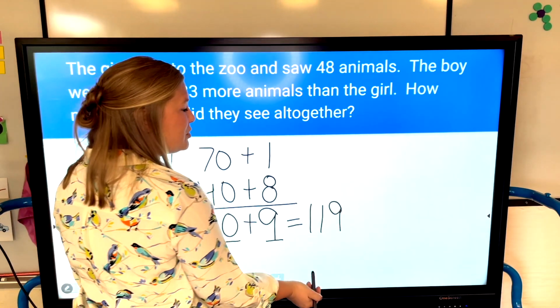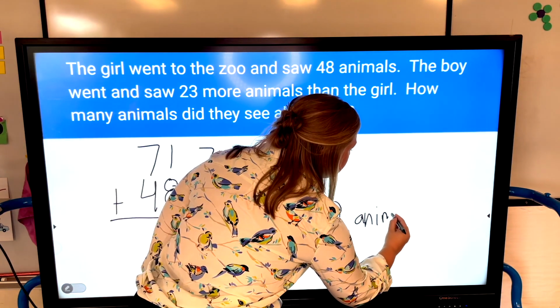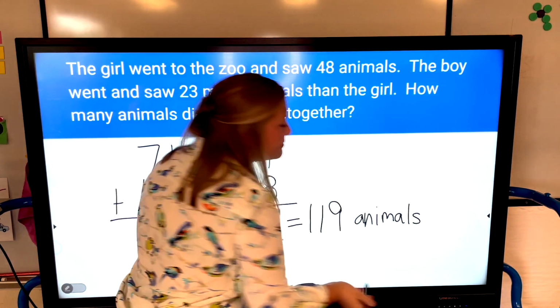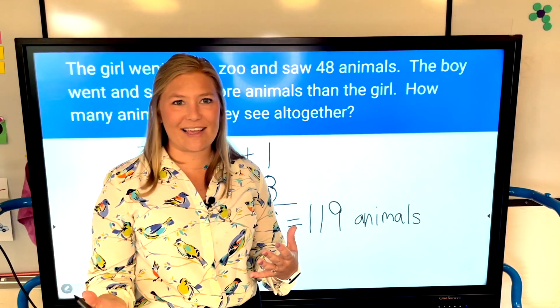So how many animals did they see all together? They see 119 animals. All right, go ahead and get out that piece of paper and let's try one together.